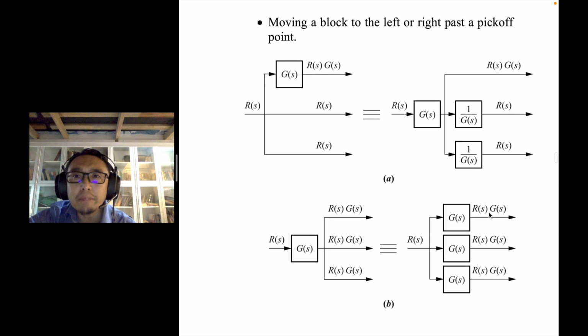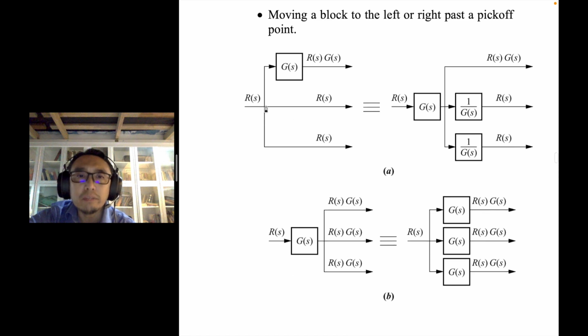Next, pickoff point. So here you have the pickoff point. Now we can say G is located after the pickoff point here. If you want to move this G to before the pickoff point, then you can do that. So as you can see, what happens now when you move that is the G block becomes located before the pickoff point.